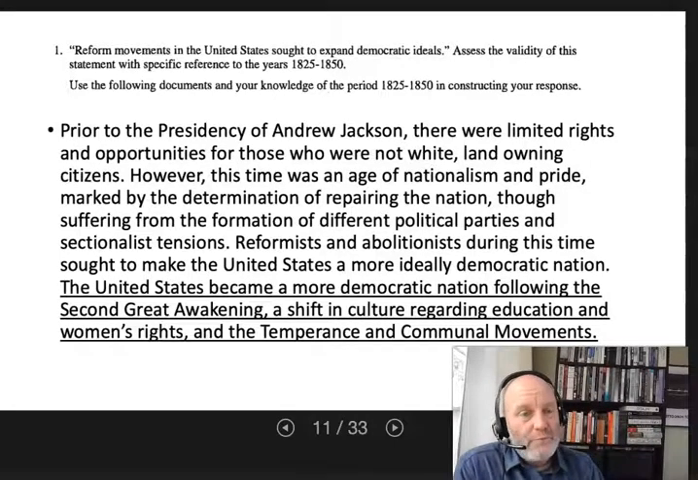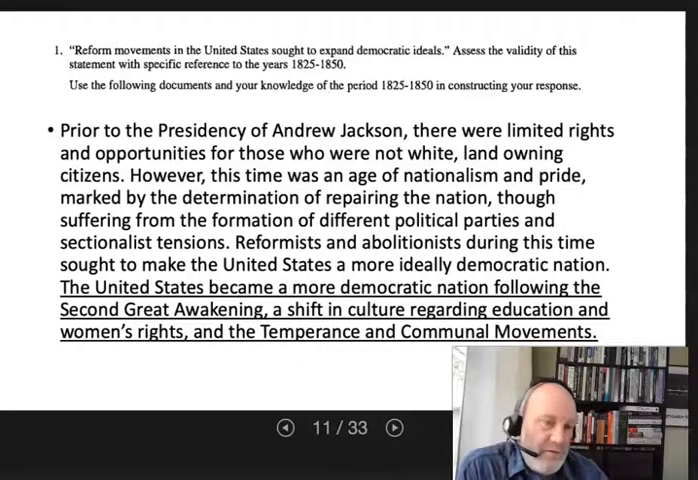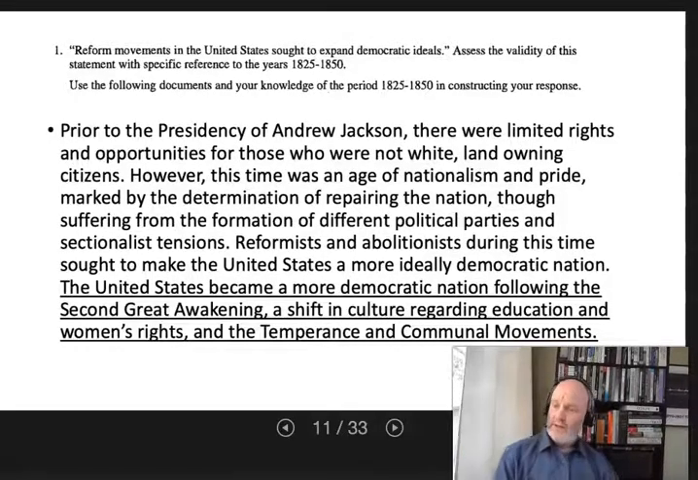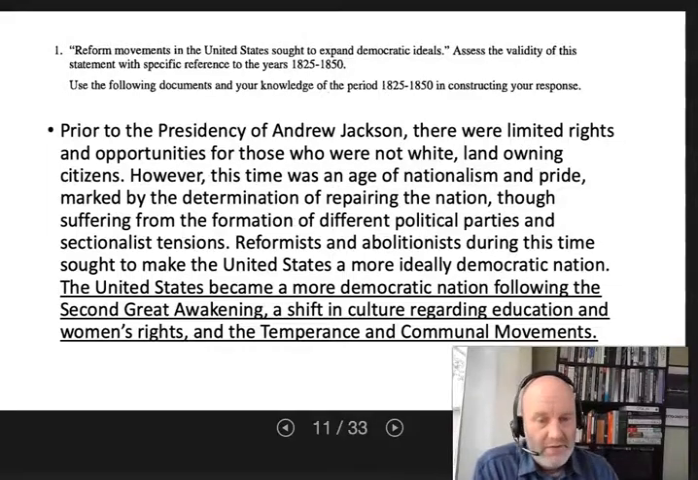So here: the reform movements in the United States sought to expand democratic ideals, assess the validity of this statement with specific reference to the years 1825 to 50. Prior to the presidency of Andrew Jackson, ooh, hello, right? Here's an introduction. Here's some nice context. There were limited rights and opportunities for those who were not white landowning citizens. That's just a true statement, right? It's taking the years and giving an introductory sentence that works.